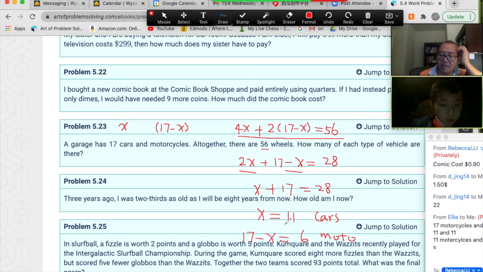Then you check if the sum of wheels equals 56. Say you have 11 cars. 11 cars will have 44 wheels. Then motorcycles, that's 6. Each one has 2 wheels. That's 12 wheels. Then you add these two numbers together, you got 56, right? So that means what we did is correct. Number of cars is 11. Number of motorcycles is 6.